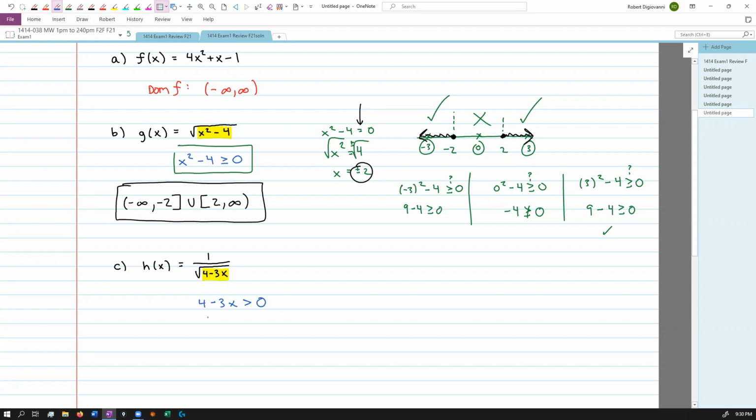And fortunately for us, this is a linear inequality. So all I'm going to have to do here is add 3x to both sides and then divide both sides by 3. And we get x has to be smaller than 4/3. So if this is 4/3 on a number line, we need to be to the left of that. And we do not want to include it, because if we include 4/3, we'll be equal to 0. We don't want that. So the interval notation of that domain is -infinity to 4/3 with a parenthesis on the 4/3.